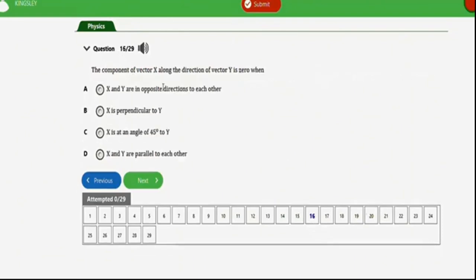It says the component of vector x along the direction of vector y is 0 when x and y are in opposite directions to each other. No. x is perpendicular to y. Yes, this is correct. x is at an angle of 45 degrees to y. No. x and y are parallel to each other. No. So correct option in this question is option B, x is perpendicular to y. Alright, so that's it for this question.